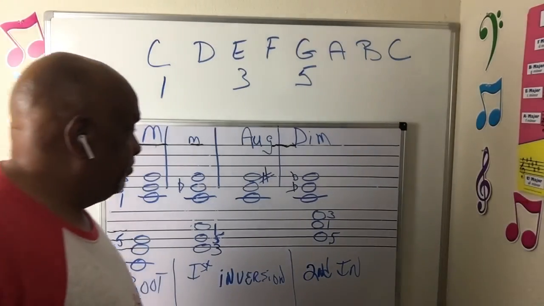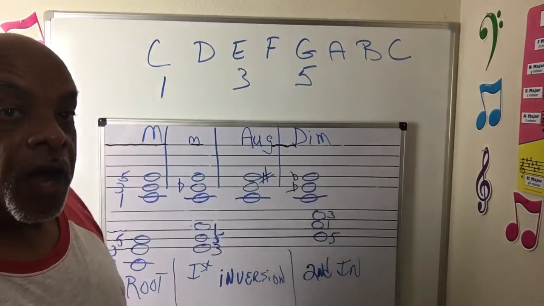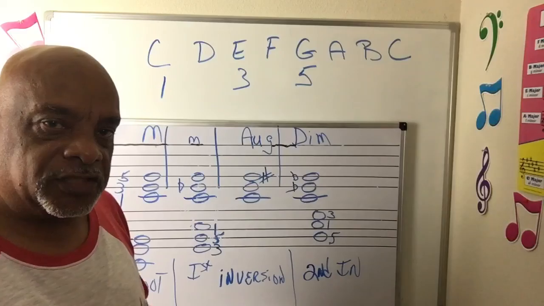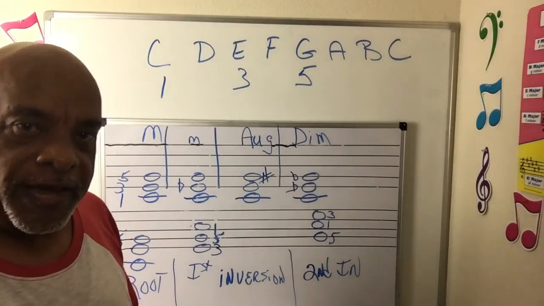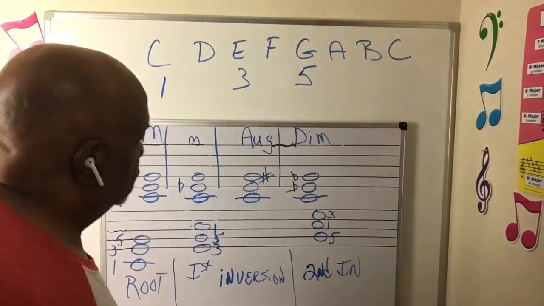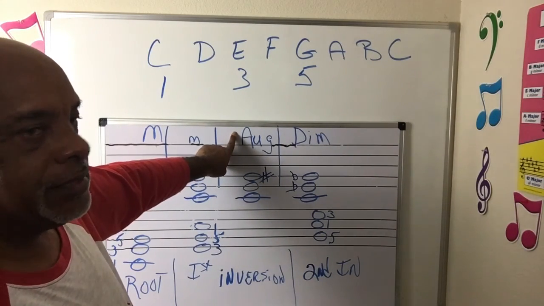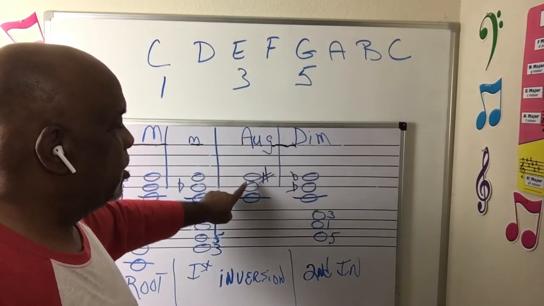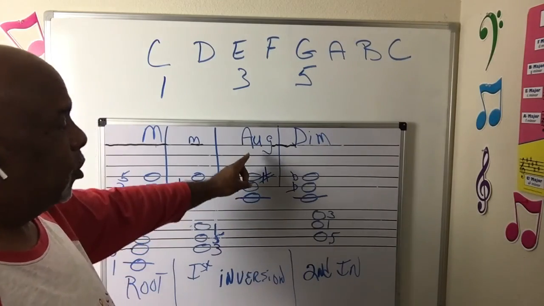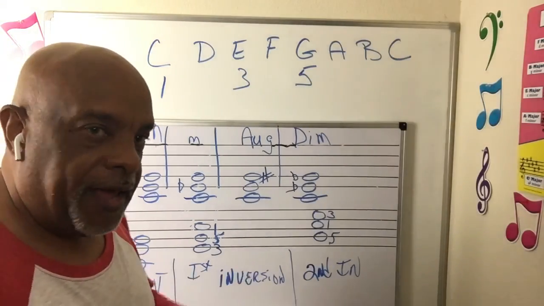Now let's move on. In order to get an augmented triad, you raise the fifth a half step. Remember what we said before: flats lower, sharps raise. In order to get an augmented triad, and it doesn't matter what key it is, you raise the fifth a half step.